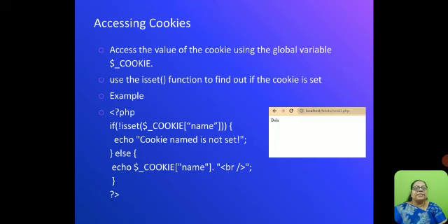Here we have not isset, that means the cookie has not been set. In that case, this condition is true. Then we have the message cookie name is not set. And else means that the cookie has already been set.